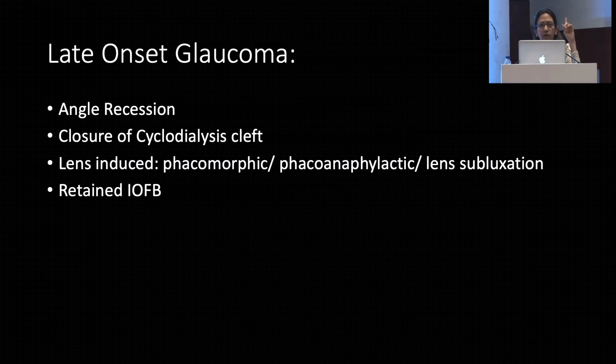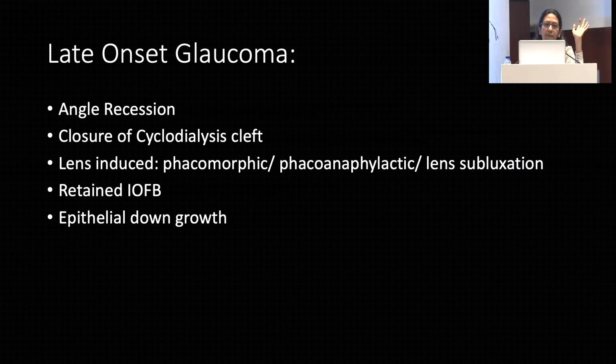Retained IOFB, if you have not done a gonioscopy, even if you are saying that it is a closed globe injury, retained IOFBs have been seen, you know. And epithelial downgrowth. So that's not a very common cause, but this is just to complete the list.